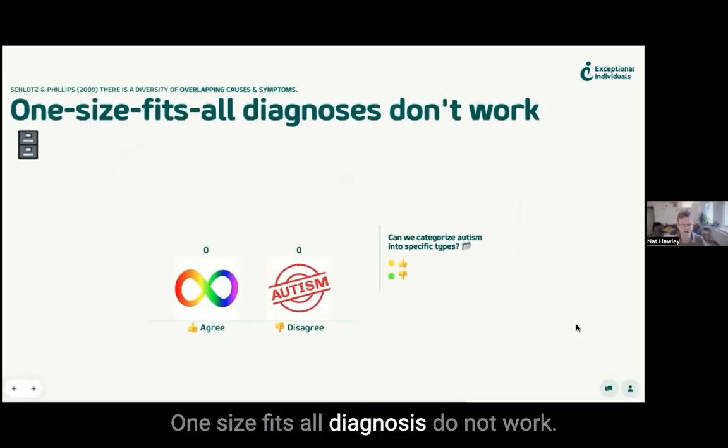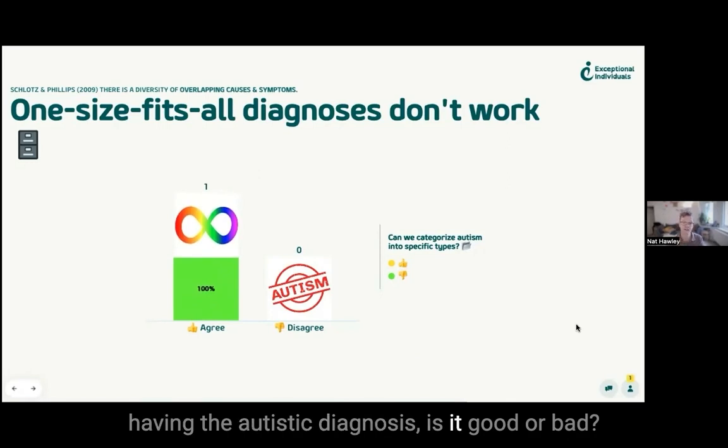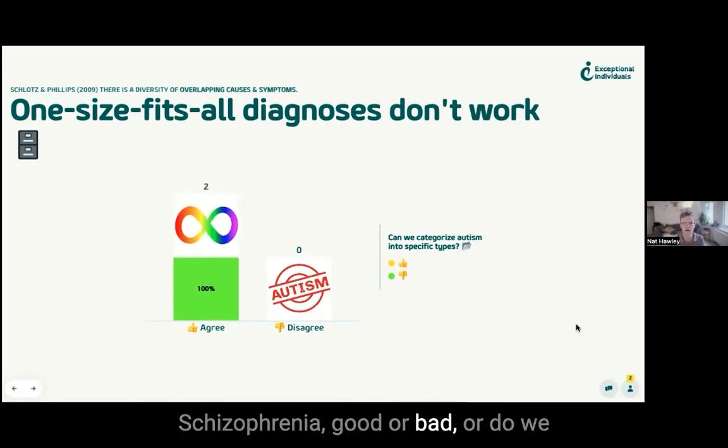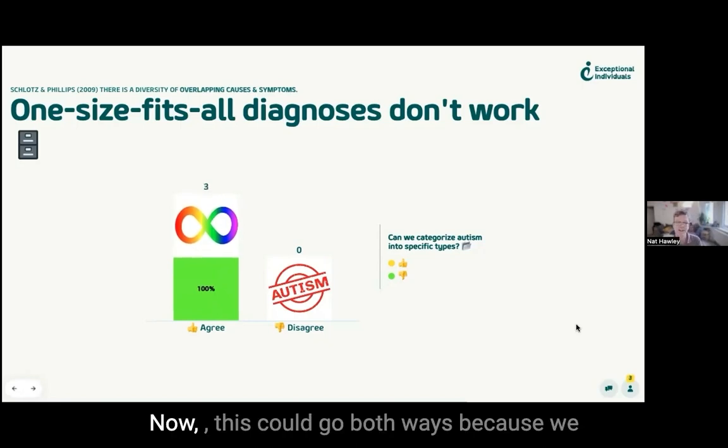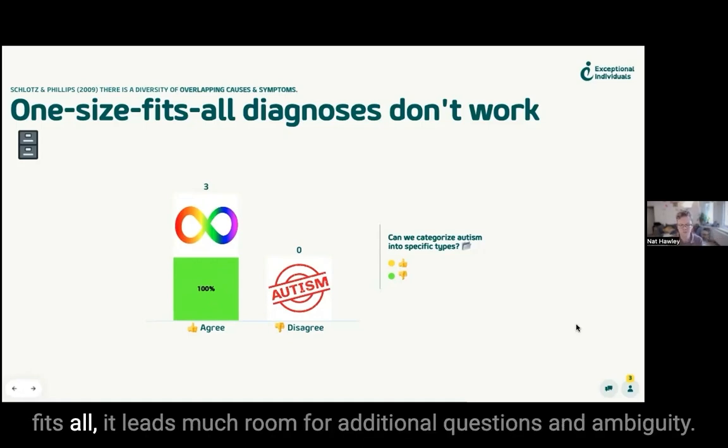One-size-fits-all diagnoses do not work. Do you agree or don't agree? And this will be interesting. What do I mean? If we just say, is having the autistic diagnosis good or bad? Schizophrenia, good or bad? Or do we need something a little bit more nuanced? Now, this could go both ways, because we had multiple diagnoses and that didn't work. We went for a one-size-fits-all. But then by having a one-size-fits-all, it leaves so much room for additional questions and ambiguity.